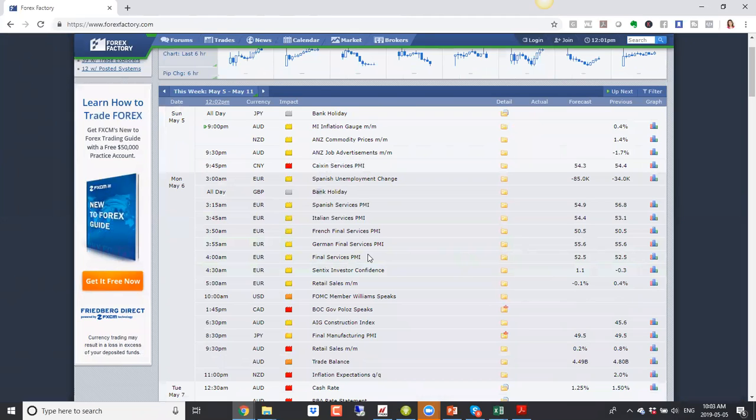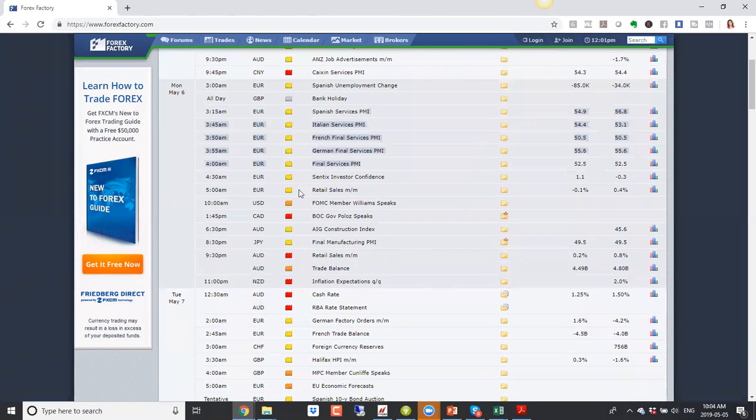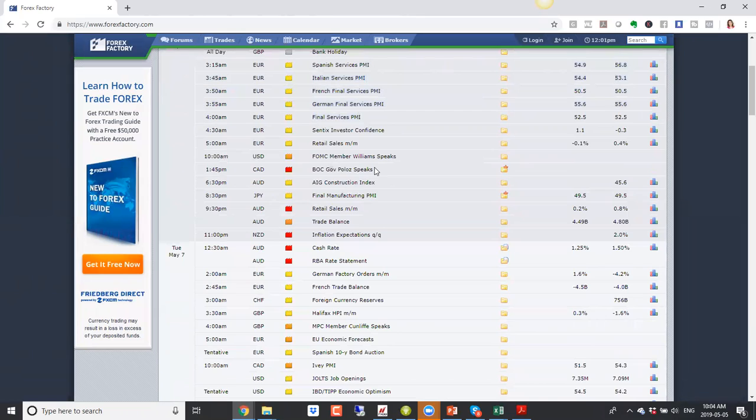Tomorrow, though, we have a bank holiday in the UK. We do have PMI numbers coming out of the Eurozone, so these will be important, even though they are not marked in red there. We have Bank of Canada Governor Poloz speaking. The Bank of Canada has been changing their stance on monetary policy. They were doing interest rate hikes and now they have stopped. So any comments coming out of the Bank of Canada will be important in regards to expectations around interest rates for Canada, and could have an impact on the Canadian dollar, or dollar CAD.